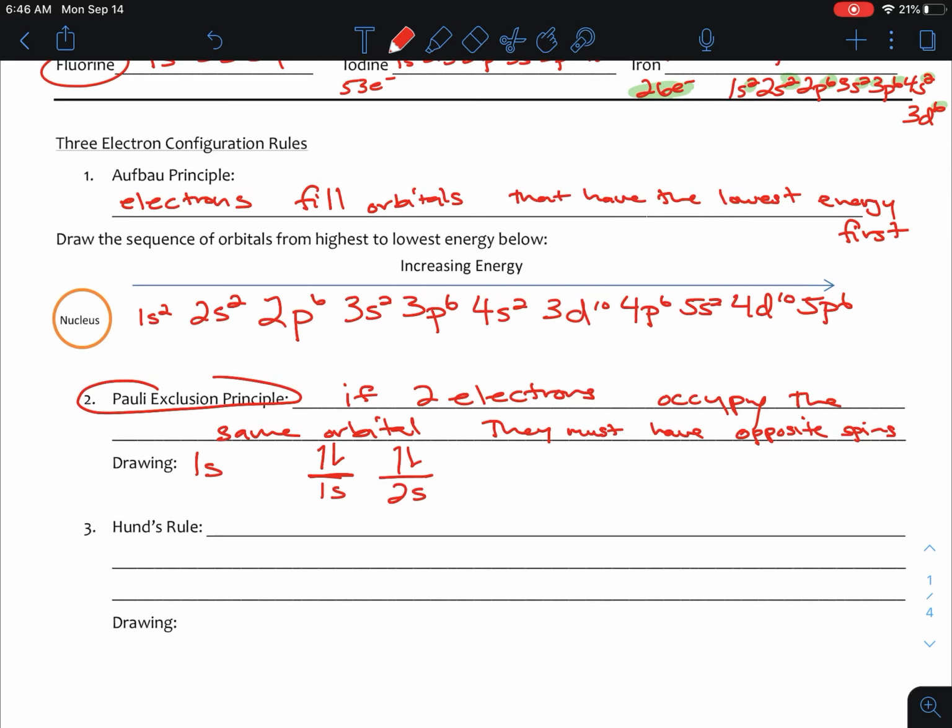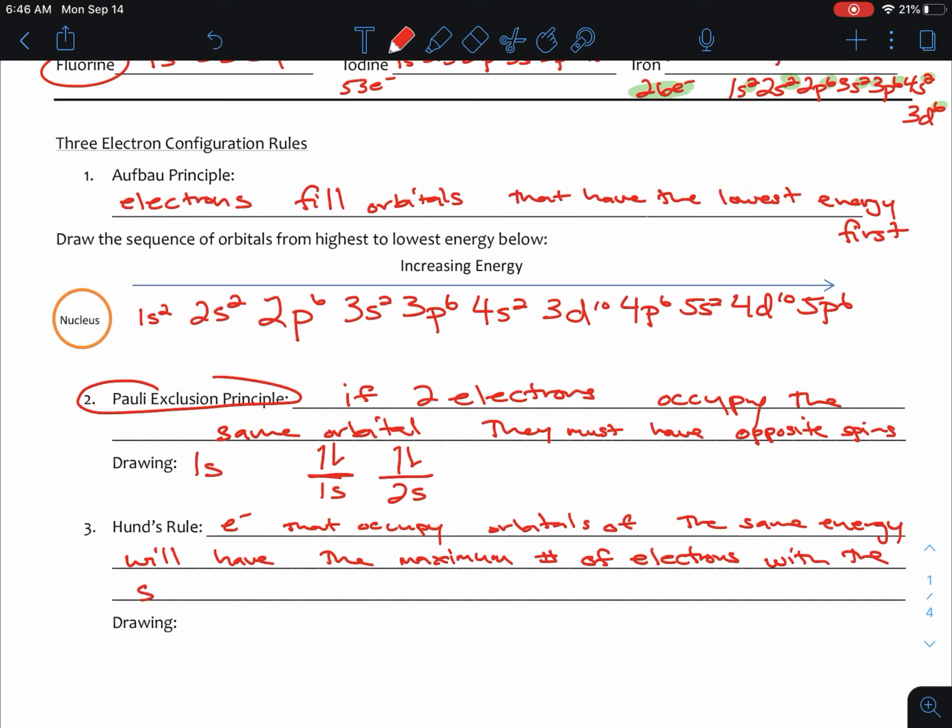Last rule for today is this idea of Hund's rule. So in essence, Hund's rule is when electrons occupy orbitals of the same energy, they will have the maximum number of electrons with the same spin before pairing.